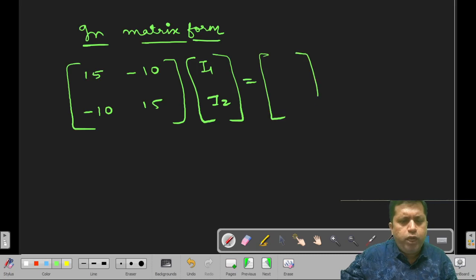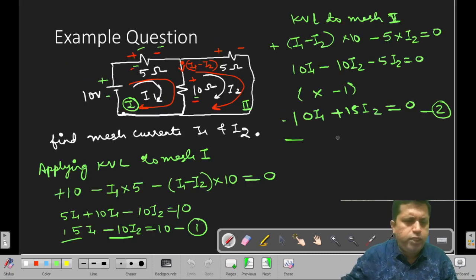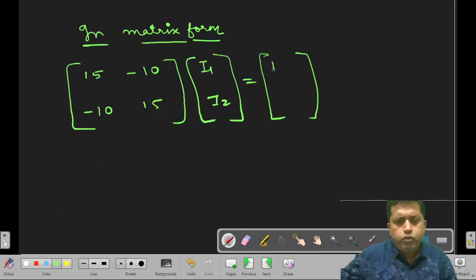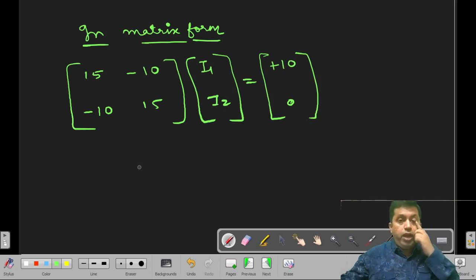What about voltages? See here, voltages in loop 1 in the KVL direction, voltage is plus 10. So we'll take plus 10. In loop 2 there is no source, so 0. So plus 10 and 0. So we can find I1 and I2.